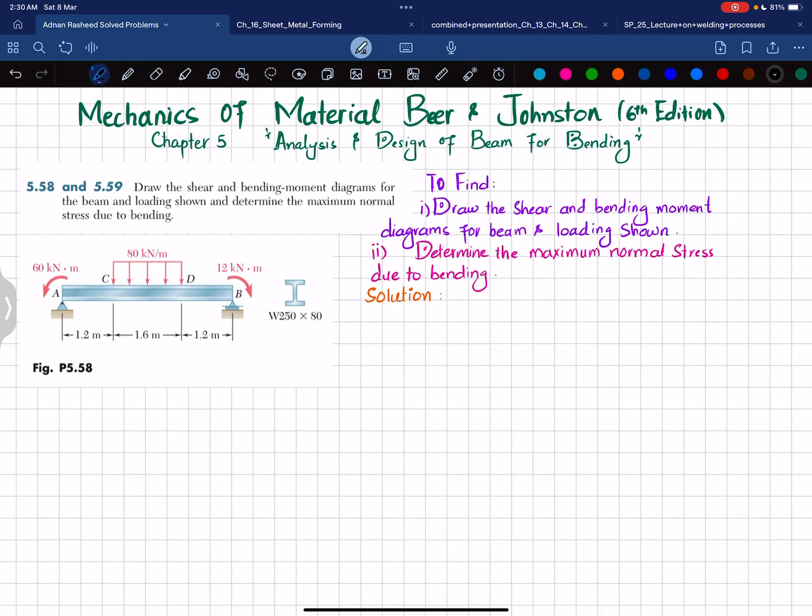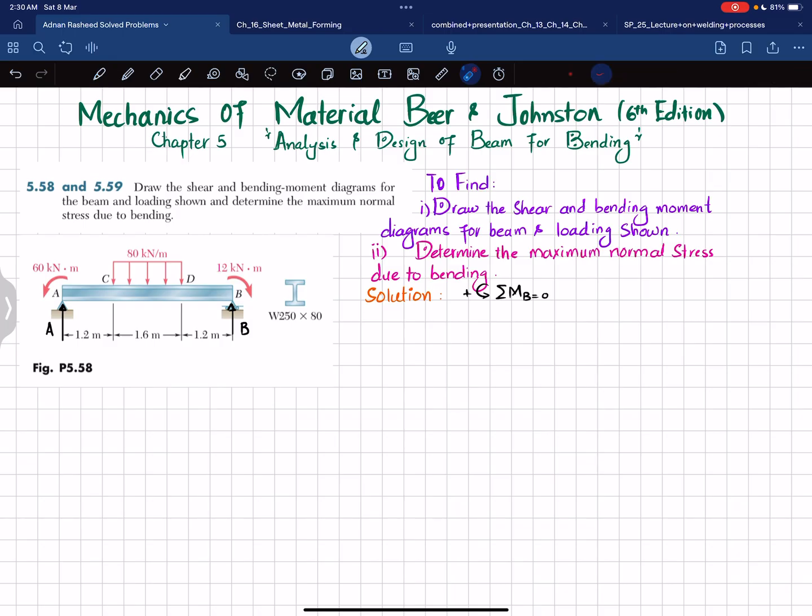First step, if you remove this pin support at point A, you will have a vertical reaction force which is represented as A, and if you remove this roller support at point B, you will have a vertical reaction force B. First we will find A and B by using the equations of equilibrium. The first equation of equilibrium is that the sum of all moments about point B is equal to 0, taking the counterclockwise moment as positive.